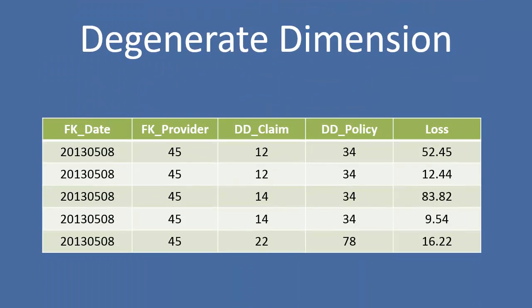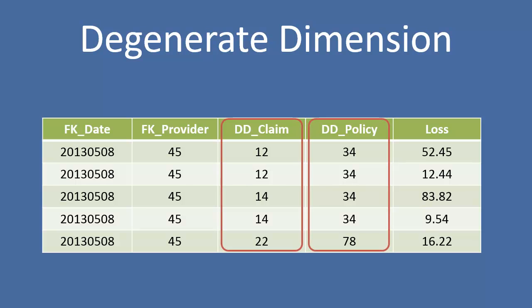Let's take a look at one more example. Here we're looking at loss information in a fact table, which is tracking insurance claims. So we have a couple of foreign keys here, our date, our provider, and then we have our fact, which is loss. And in this case, we have two degenerate dimensions. One is our policy degenerate, it's a policy ID, and the other is a claim.